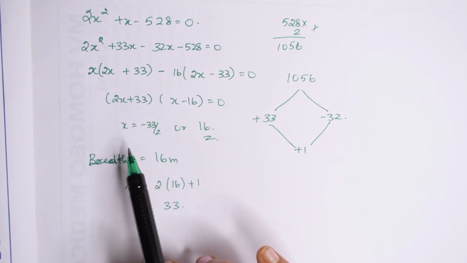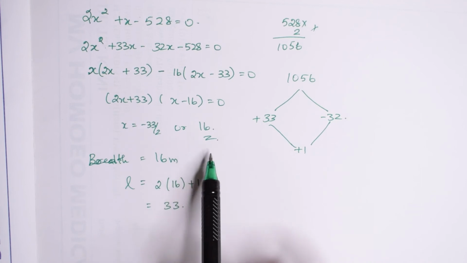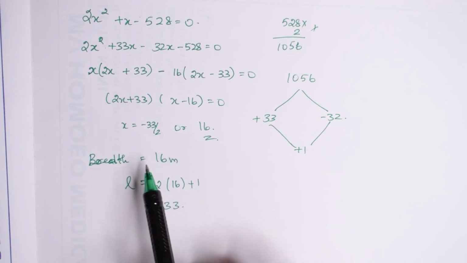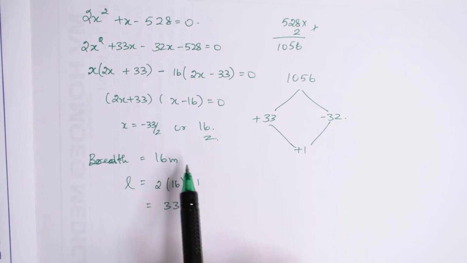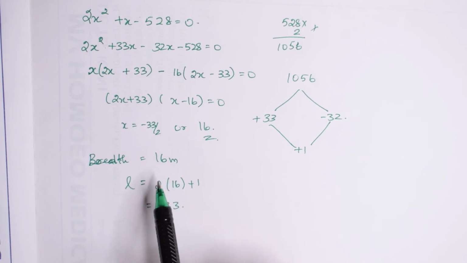But the length cannot be a negative number. The length of a plot cannot be a negative number. So x is 16. We consider x as the breadth, so the breadth becomes 16 meters. And when the breadth is 16, the length is equal to 2x plus 1, so 2 into 16 plus 1, which is 33. To cross check it, I multiplied 33 and 16 and found the area.